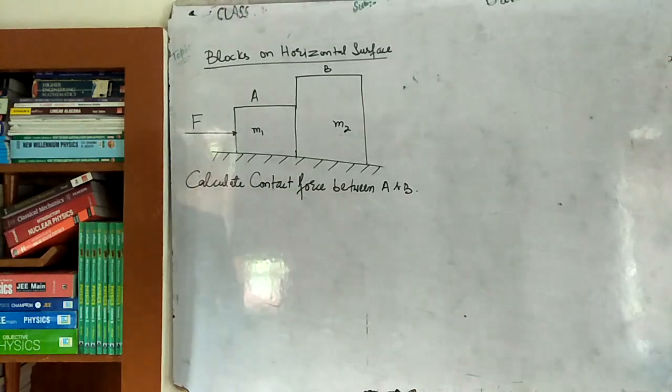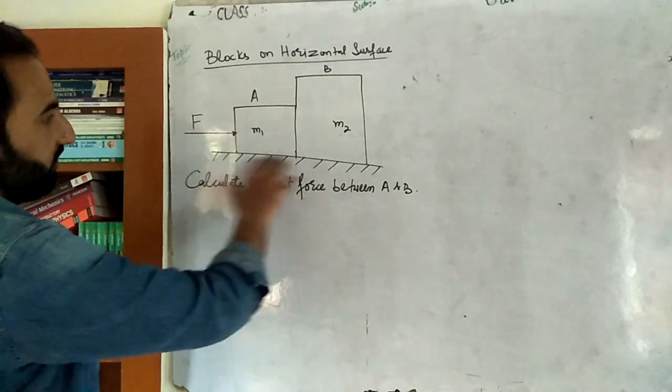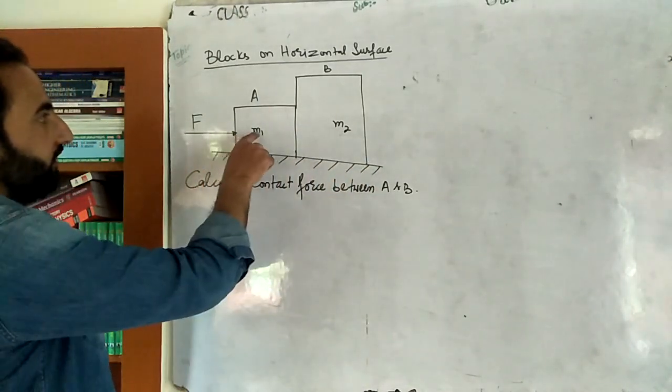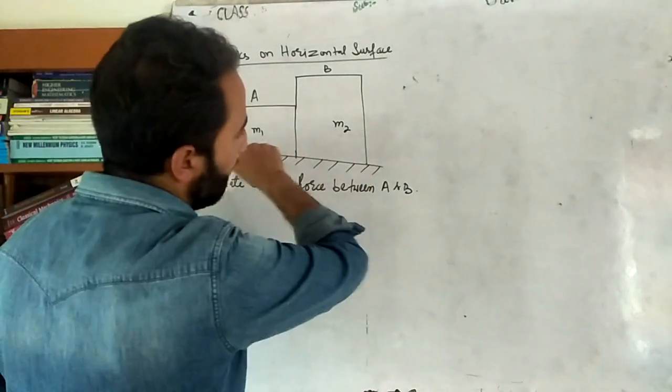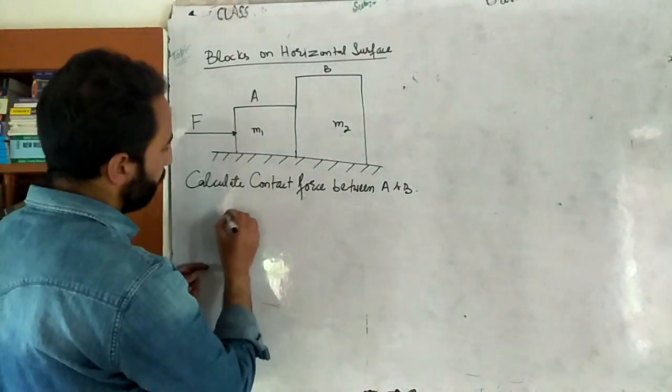Okay, now the question is like this. These are blocks that are placed on the horizontal surface. Block A, block B, this horizontal surface is smooth, and external force F is applied on the block A. As the result of it, they will get accelerated in this direction. Calculate the contact force between A and B. Also calculate the acceleration.